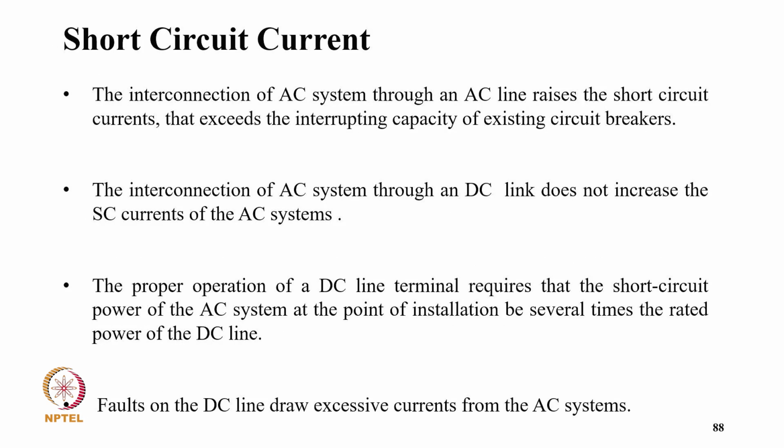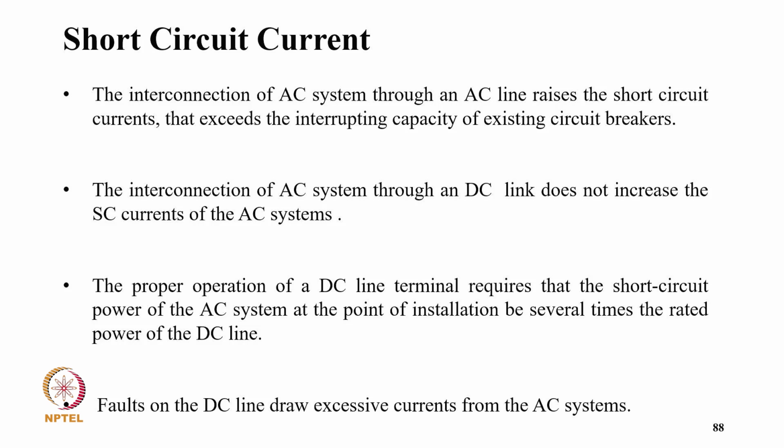Now coming to short circuit current: the interconnection of AC systems through an AC line raises the short circuit current, and that may exceed the interrupting capacity of the existing circuit breakers. Interconnection of AC systems through a DC link does not increase the short circuit current of the AC system.